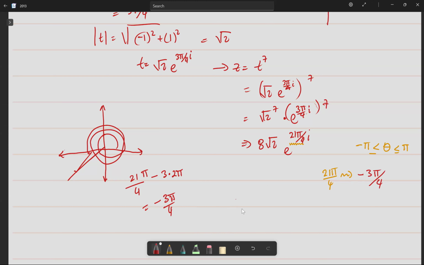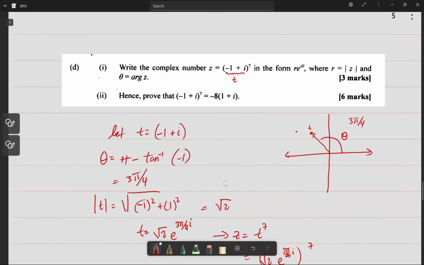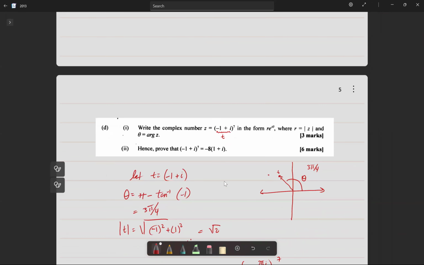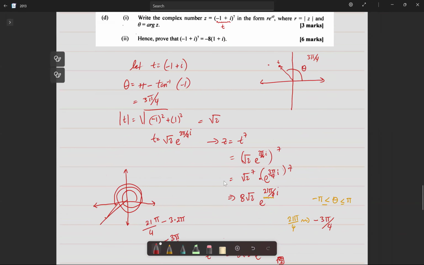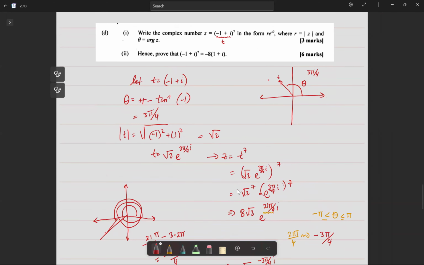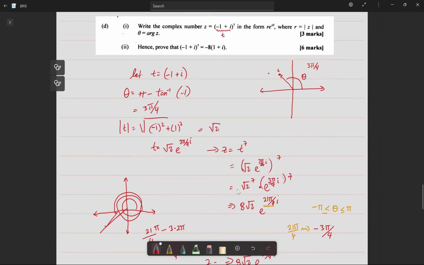So the final answer is 8 square root 2 e to the power of negative 3 pi over 4i. This is z. Any issues? No problems with this. Okay. The next part says, hence prove that this is the same thing as negative 1 plus i.